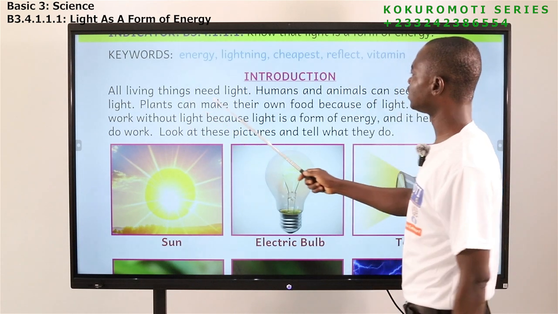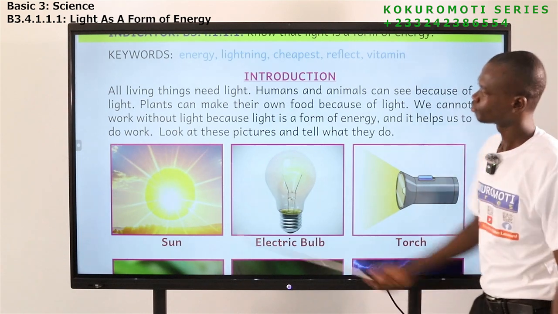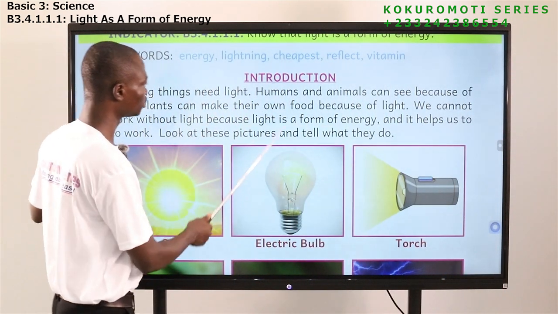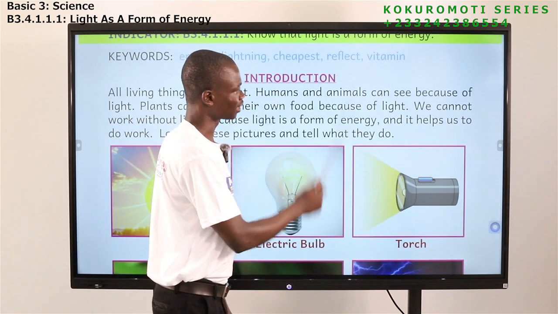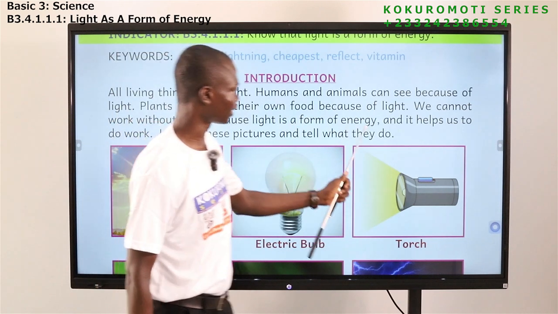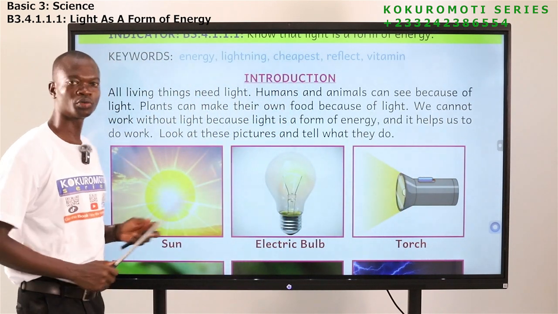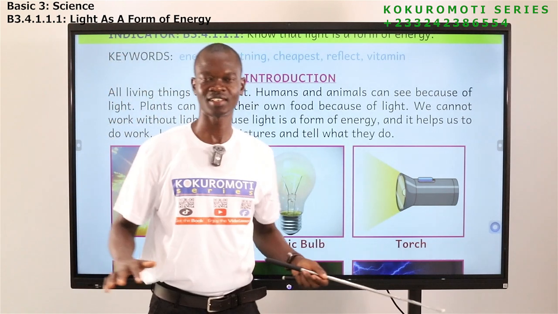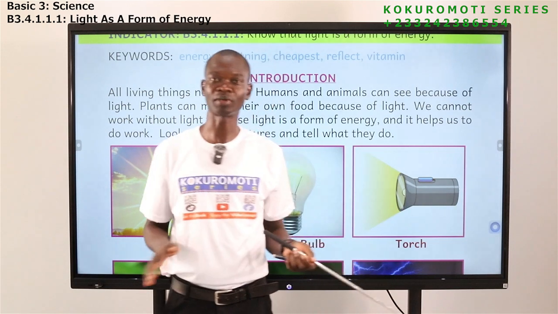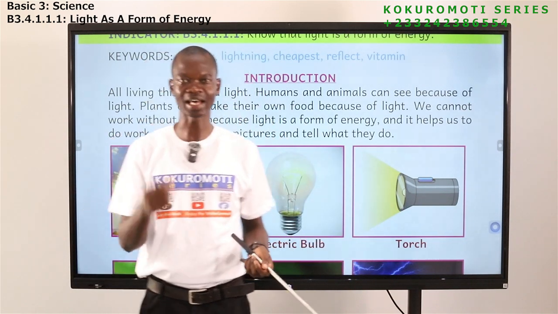Now let's look at what we have here. All living things need light. Humans and animals can see because of light. Plants make their own food because of light. We cannot work without light because light is a form of energy and it helps us to do work. When I say all living things, I'm talking about human beings, animals, and plants.